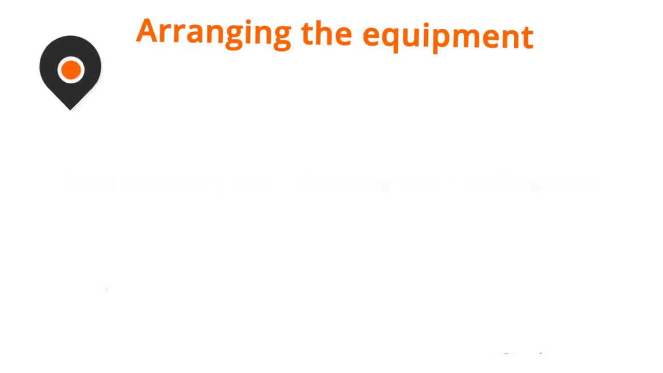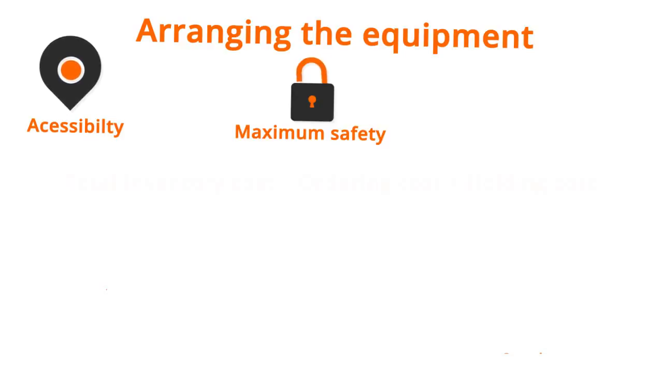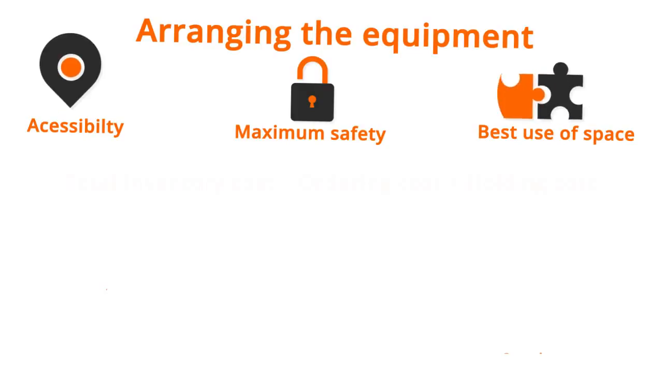First of all, accessibility. Is it easily accessed? Secondly, maximum safety. The equipment should be set up in a way that it offers no danger to any of the employees or staff. Thirdly, best use of space. How well do we use the space allocated for the equipment? We need to be conscious not to put the equipment in a place where it affects movements of workers or employees in the production facility.